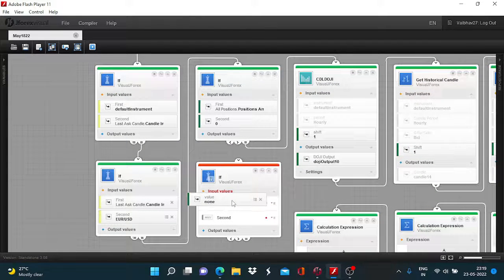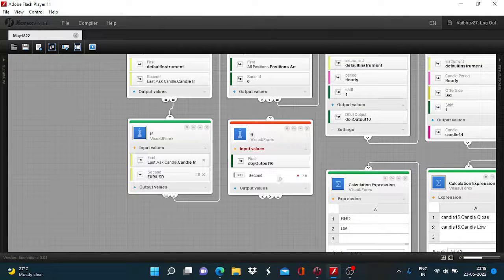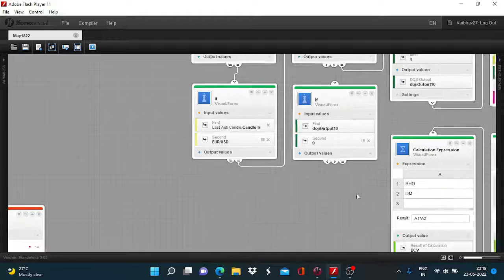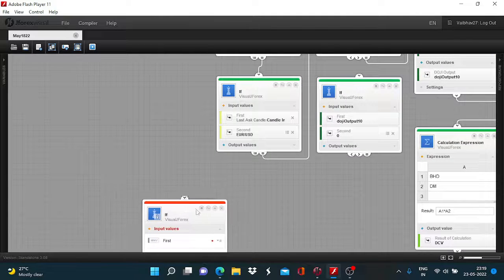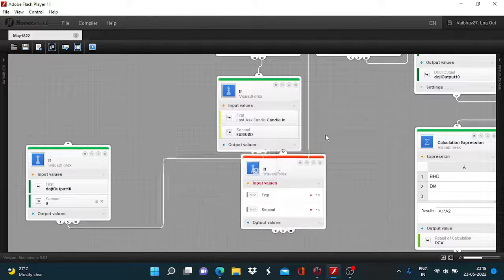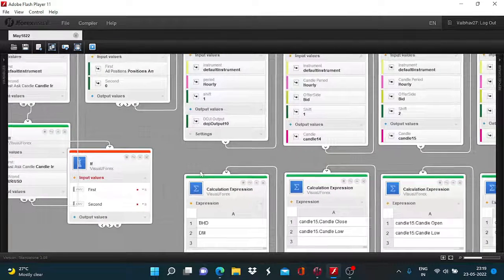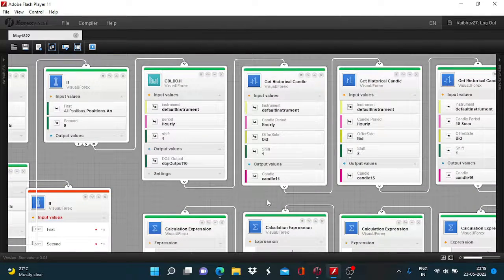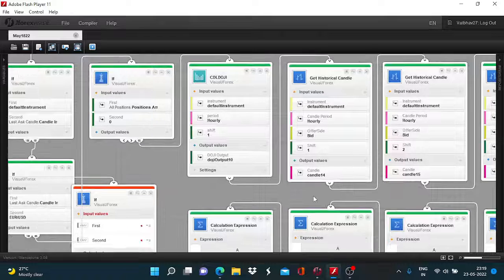So the Doji candle output goes as the first input, which should be greater than 0. That will ensure that the last hourly candle was a doji candle. That's what we need. So the first input needs to be greater than the second input. Then we have to consider the closing value and the opening values and compare them to each other.